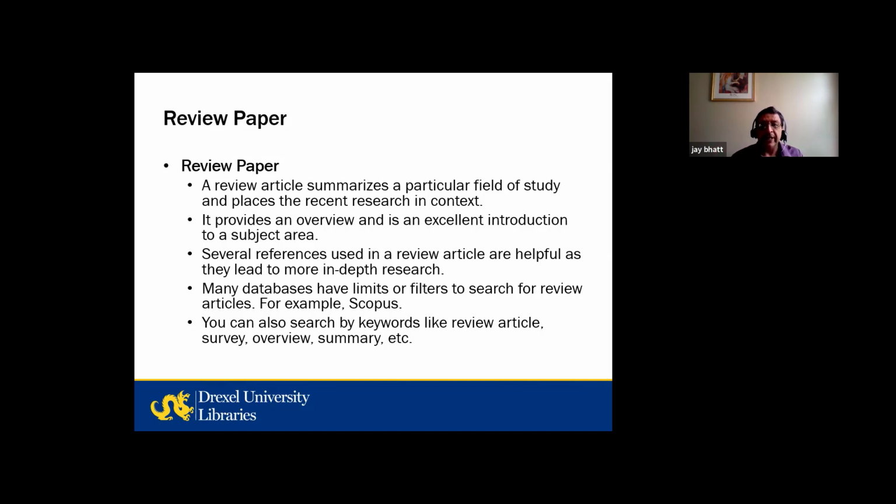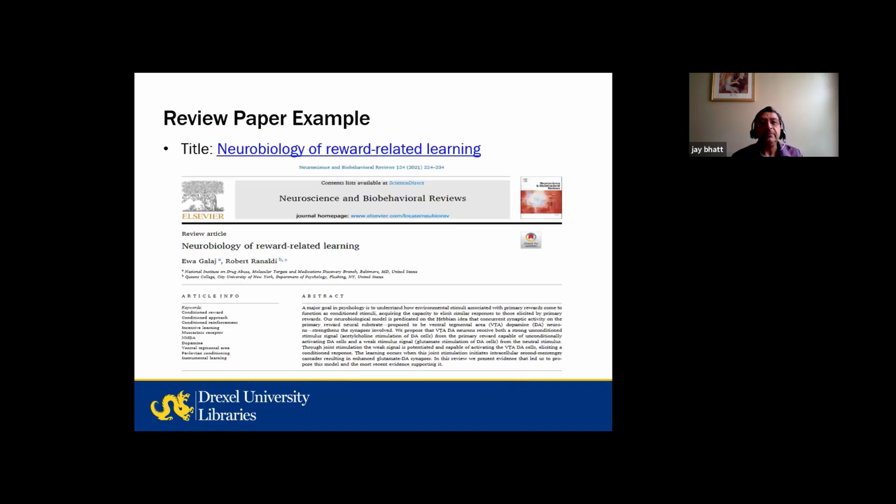review papers. You can also search by keywords like review article, survey, overview, summary in discovery platforms like Dragon Search that we have. For this particular example, I'm going to go into a little more detail to show you why this is a review paper. This is from a journal called Neuroscience and Biobehavioral Reviews, and you can notice that "reviews" in the title of the journal itself indicates that it could contain a lot of review papers. You will also see that there's a review article listed here.